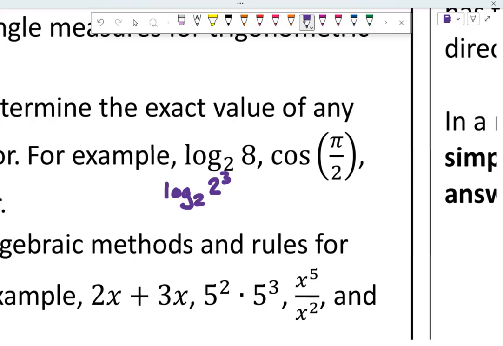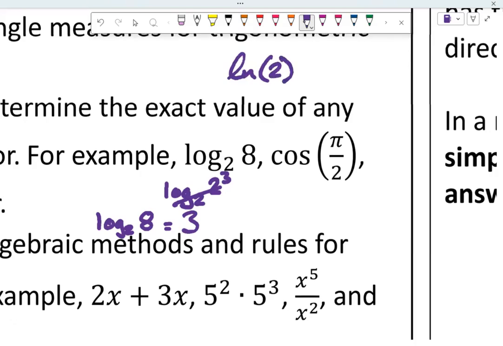Well, what happens when I have matching bases like that? They cancel, and what are we left with? Just the 3. So log base 2 of 8 is equal to 3, and you would be expected to simplify that if possible. Now, if you got to something, we'll see this today, like natural log of 2, we can't simplify that, but we could simplify something like natural log of e squared. What would that be equal to? Natural log of e squared.